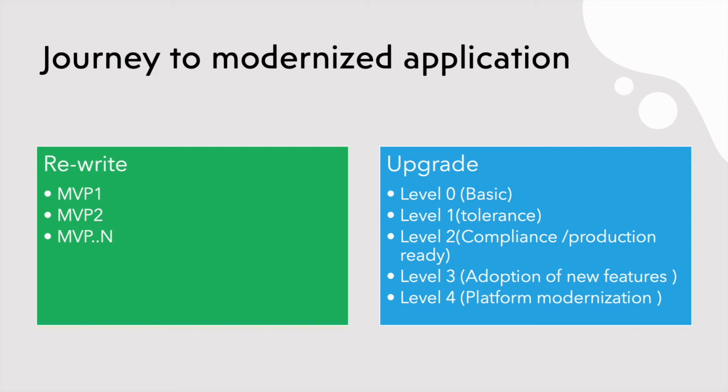Then we have to refactor our application, basically a compliance upgrade, to make it production ready. Here we have to fix our applications to make them work. We'll see in the next slide what all we have to do to make level 2 production ready, but at a high level we have to complete level 2. Then level 3 is adoption of new features, but that is not mandatory to go to production, because it's not necessary that you adopt all new features. And level 4 is platform modernization, like going to a containerization-based platform, which is also not mandatory. Till level 3 we can go to production.